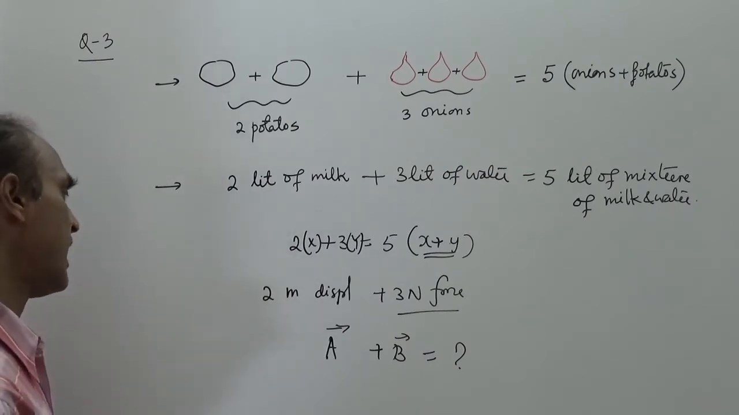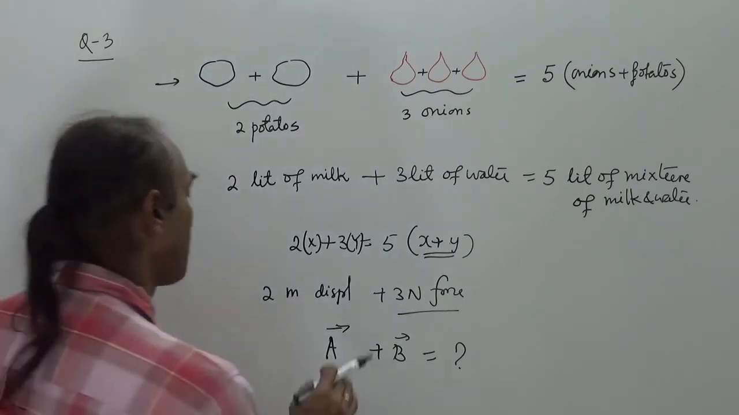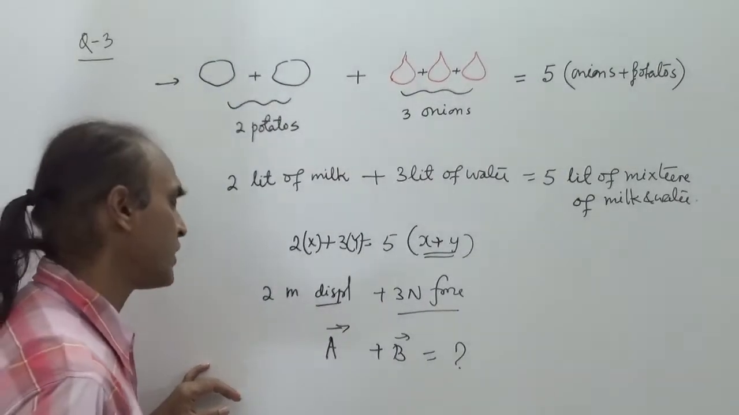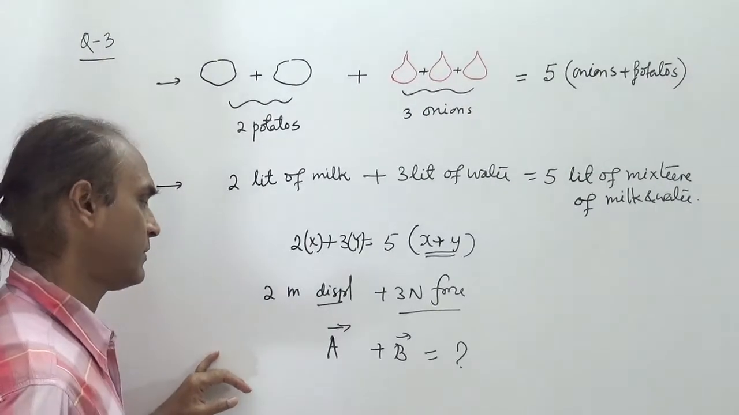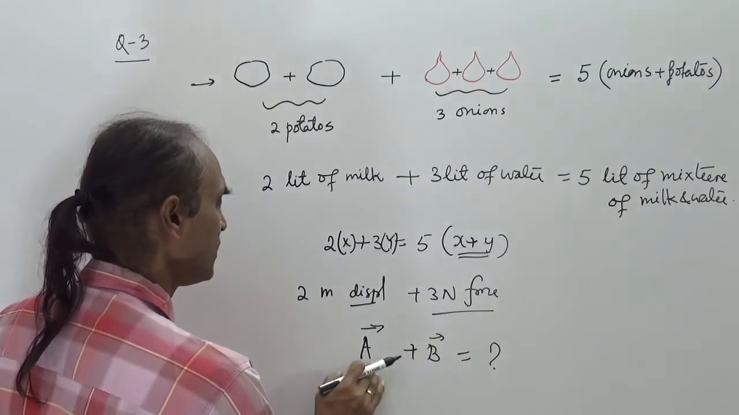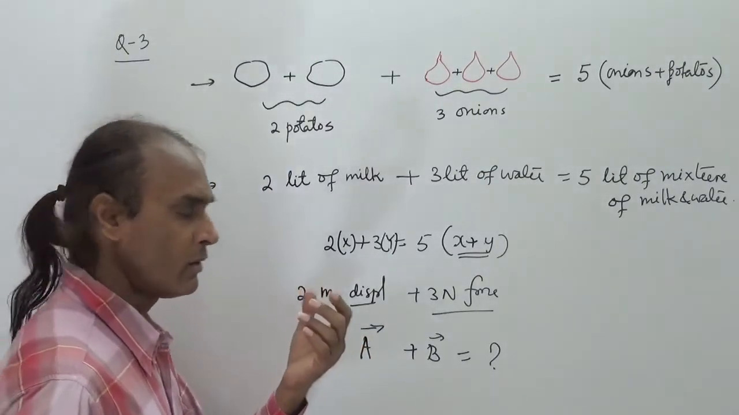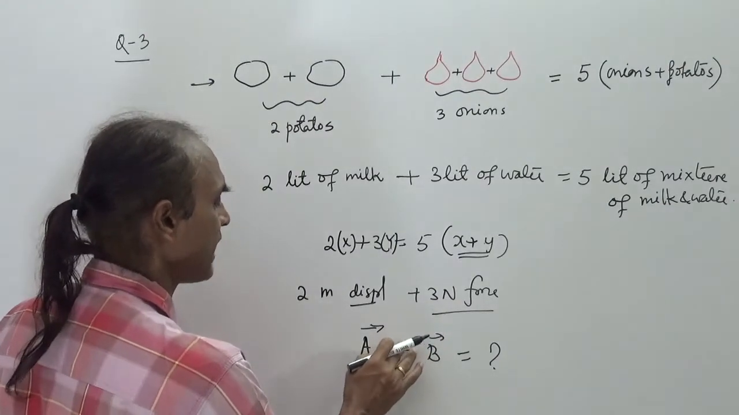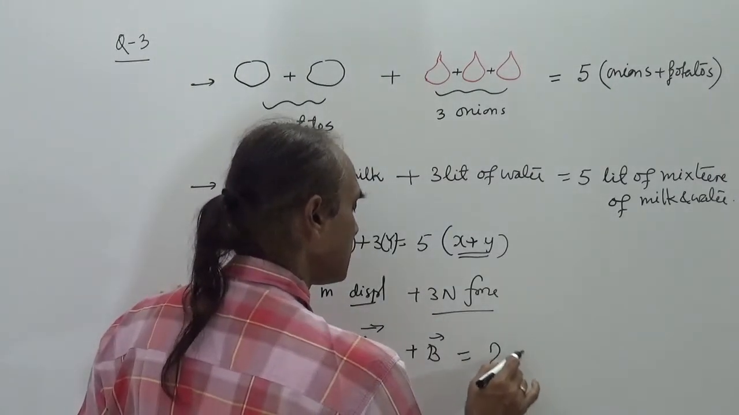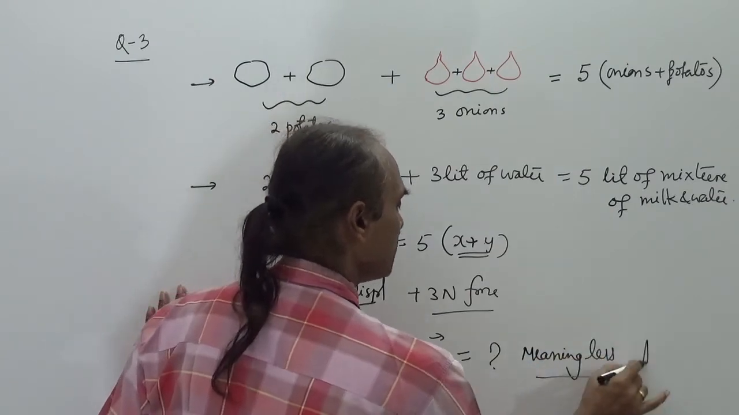And the straight answer is that you cannot add two vectors of different varieties. You cannot add the displacement with force, force with velocity, displacement with velocity. Two different types of vectors you cannot add. So when vector A and vector B don't belong to a particular type of vector, when you add or subtract them, it doesn't make any sense. So A plus B is meaningless. This is the answer.